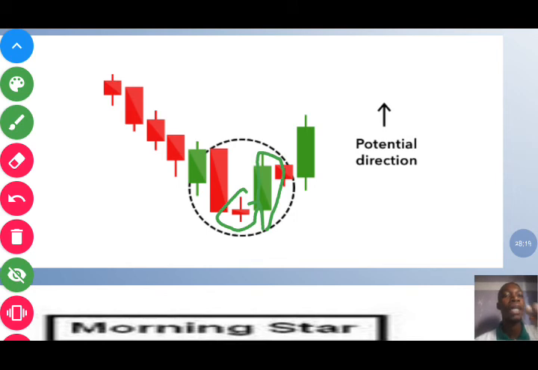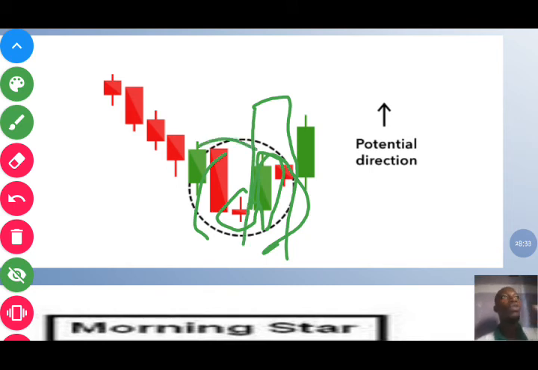Then it will end with a long green candlestick. It can be almost as strong as the red candlestick, or even stronger than the red candlestick. But just know that you have to have a long red candle followed by a small bodied candle, then a long green candle, which is the bullish candlestick for the morning star. And you can only find this kind of pattern at a support. Okay, so let's move on.